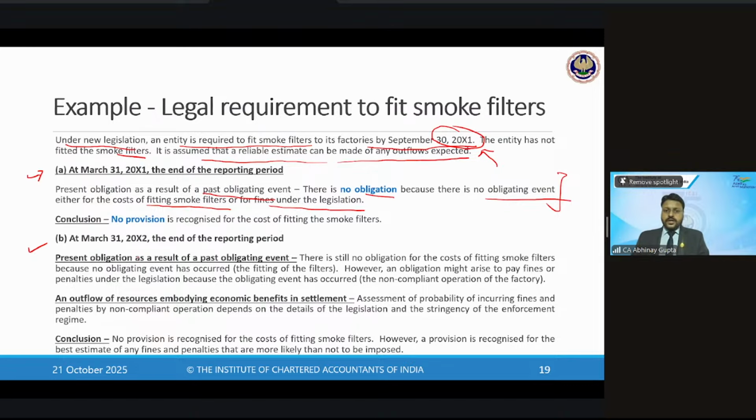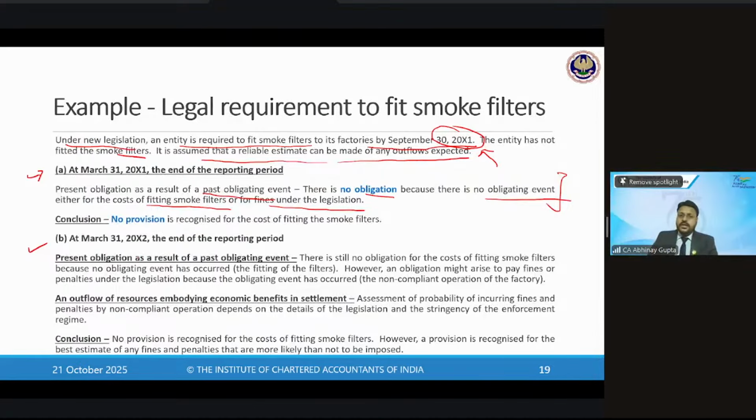Yes. And this past event is a constructive obligating event, correct? It's a legal obligating event. Why? Because there is legislation in place which requires companies to fit the smoke filters by 30th September, which the company did not fit, and hence they have defaulted on this law. Default on law is a legal obligation, right? So in this case, the past event is default on law, and because it arises by virtue of default on law, it is a legal obligating event, right?